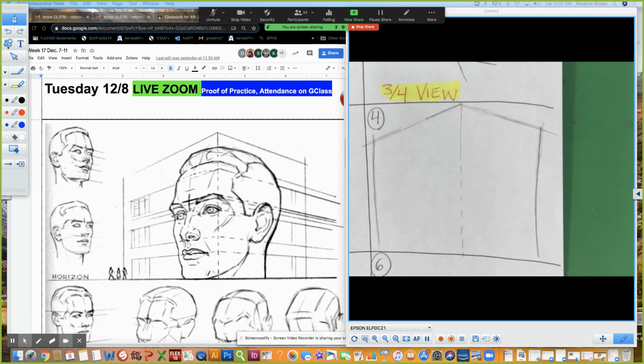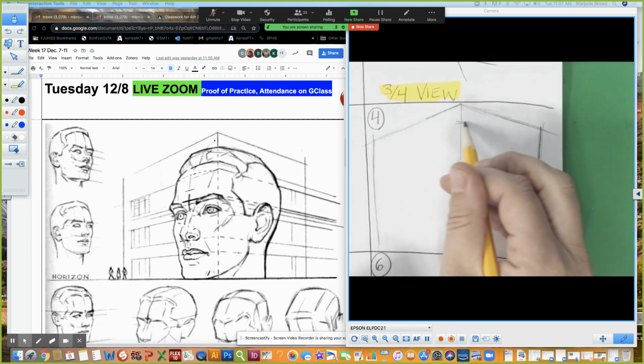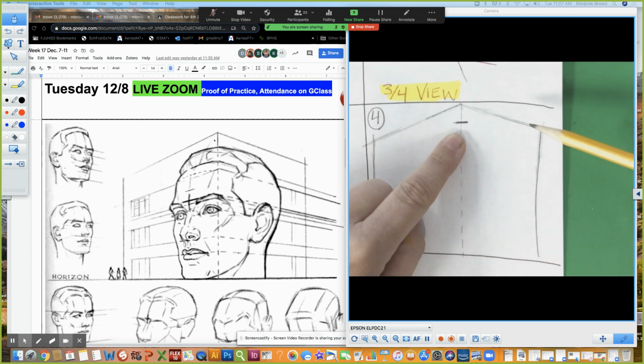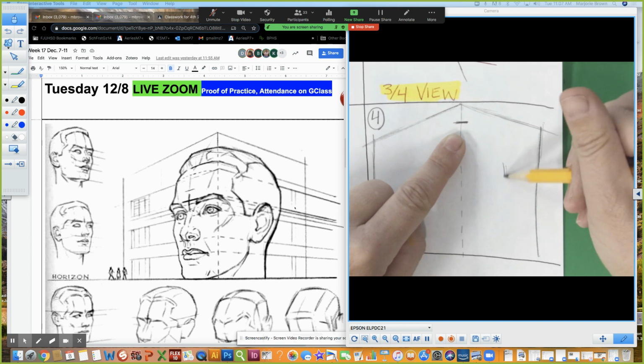Now the next step is I'm going to just do a little guideline. I'm looking at where the top of this head is compared to where the bottom of the jaw is. So about this distance right here, I'm going to put a little mark. That's like a little guideline so I know where I'm going to start my circle. And then this area right here, that distance, I want to map out right about here.